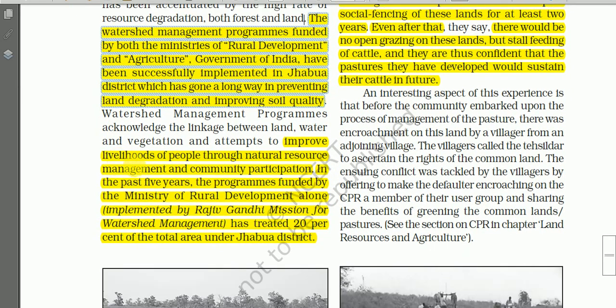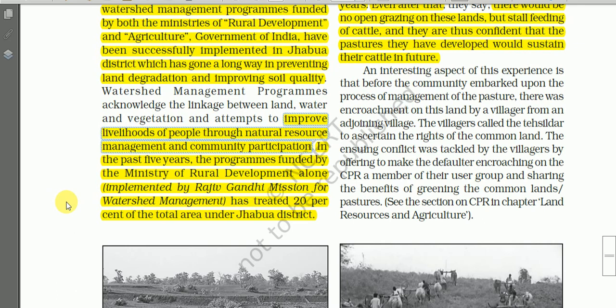And not only this, the Watershed Management Program also improves the livelihood, the standard of living of the people, through natural resource management and participation of the community, participation of the people.